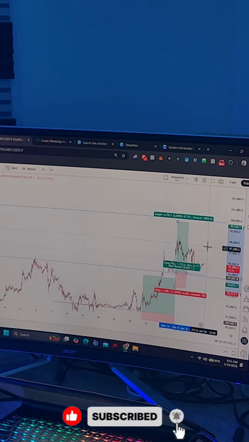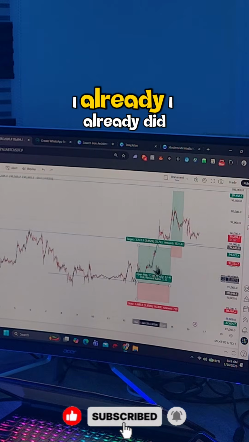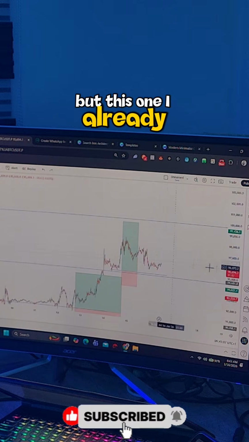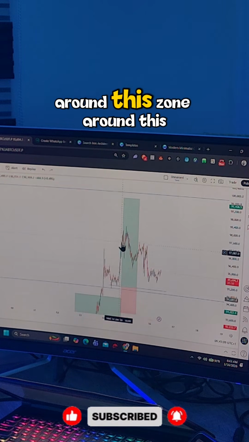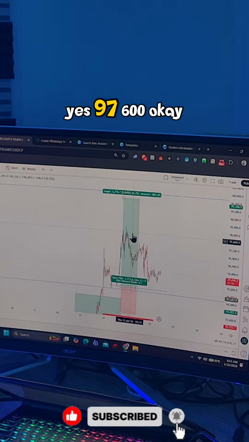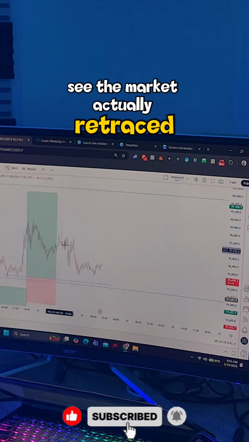However, I do take my TP along the way. I don't just wait for my final TP before I take TP. I only did that here. I didn't take any TP until the final one, but this one I already took TP1. Around this zone, around this price, I take 97,600. Yes, 97,600, and you can see the market actually retraced back.